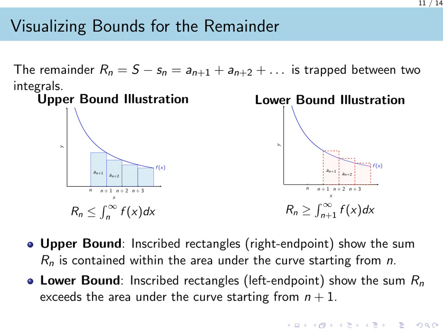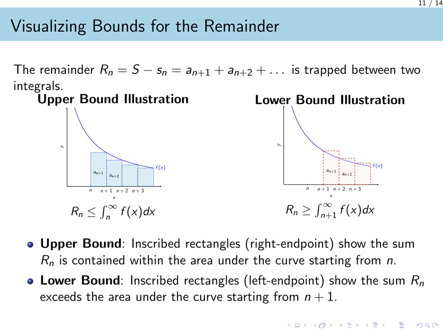First, consider the upper bound illustration by drawing rectangles between n and n plus 1, where the height is determined by the function value at the right endpoint. We represent the terms of the remainder, starting with a sub n plus 1. Because these inscribed rectangles lie entirely under the curve, their total area is less than the area under the curve from n to infinity. This confirms that r sub n is less than or equal to the integral of f of x from n to infinity.